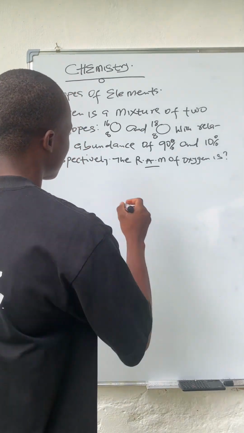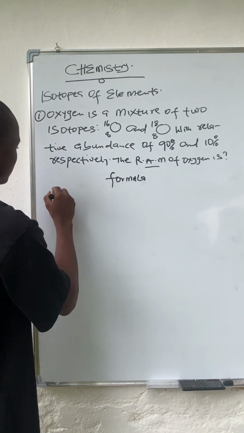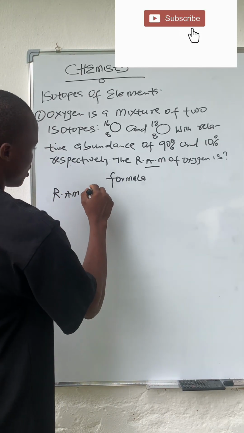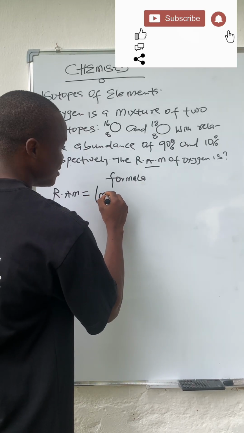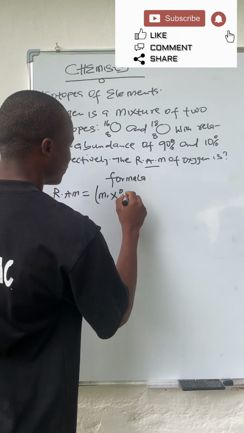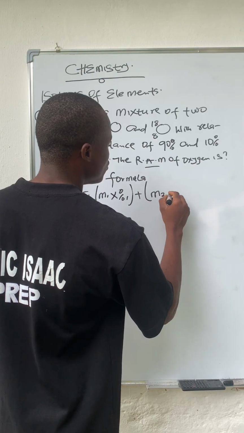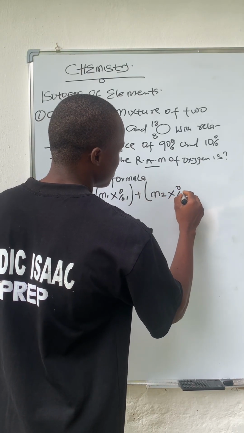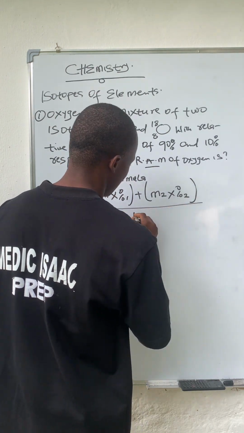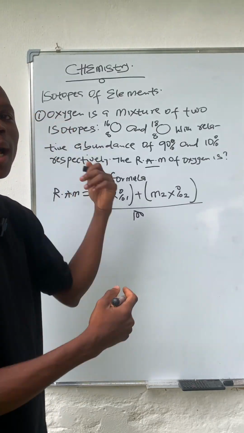That formula is: RAM equals mass 1 times percentage 1. Do you understand? Plus mass 2 times percentage 2. Do you understand? All in 100%. When you know this formula, this question has been answered.